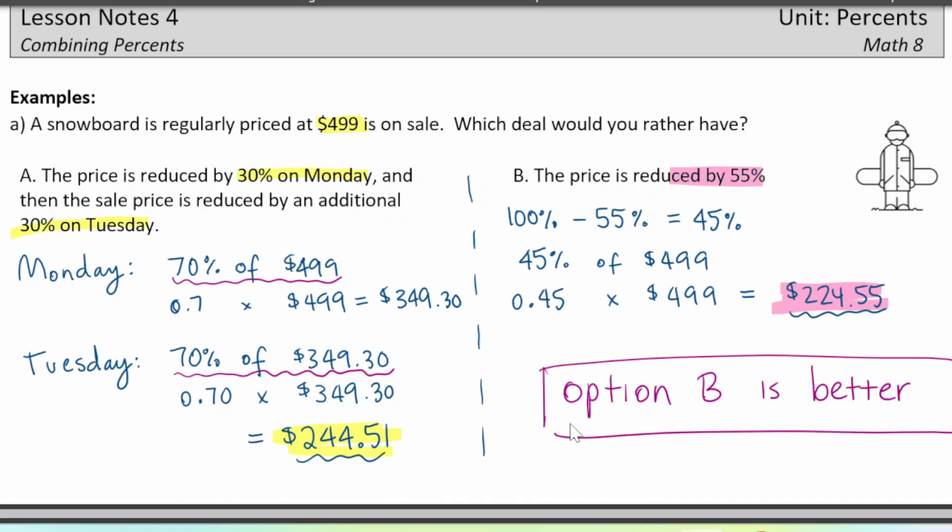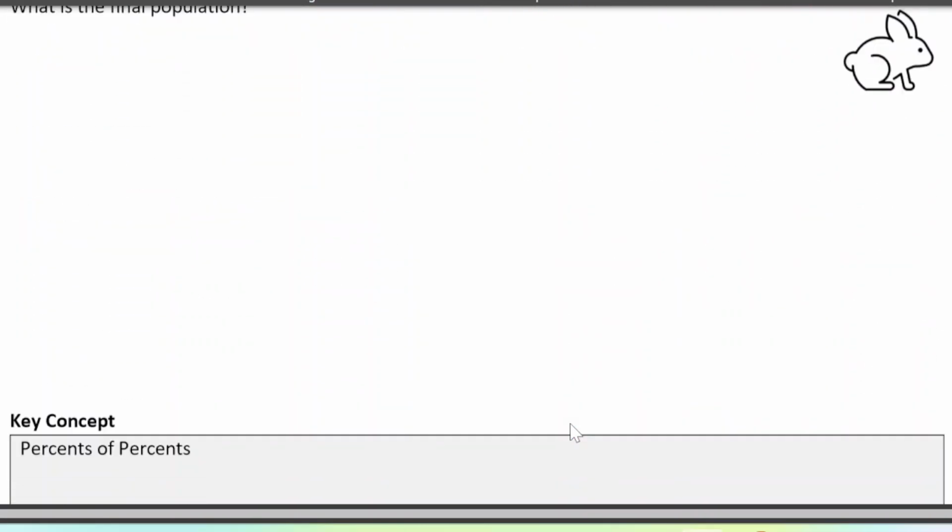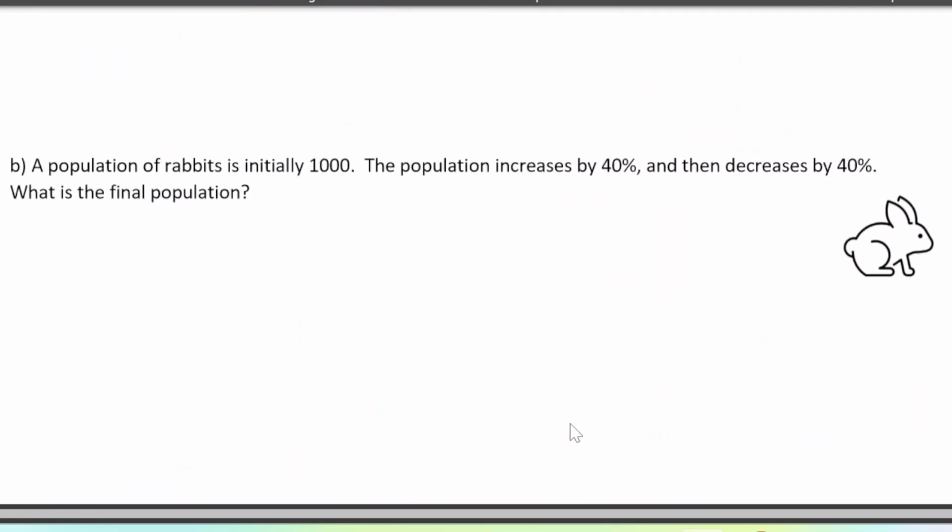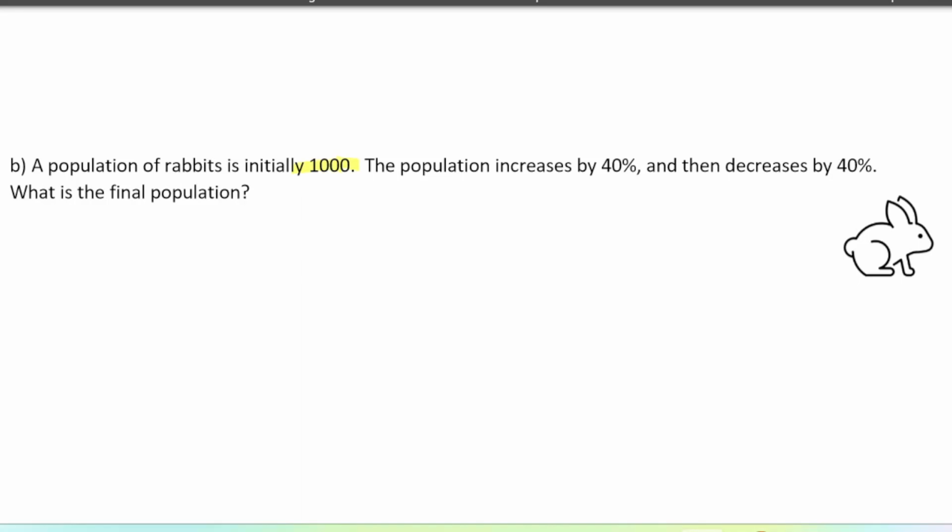All right, another example. This one is interesting. A population of rabbits is initially 1,000. The population increases by 40% and then it decreases by 40%. What's the final population? A lot of students would think, oh, well, we're going up by 40% and then we're going down by 40%, so aren't I just going to end up where I started? But because those percentages are taking off of different values, you're not going to end up where you started.